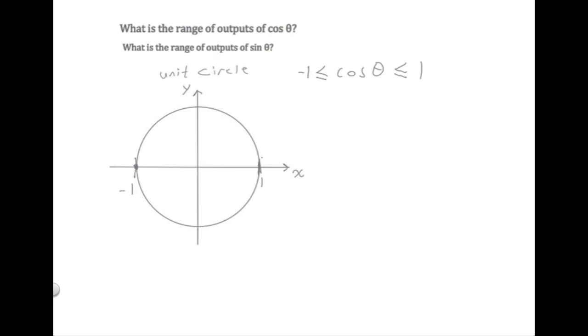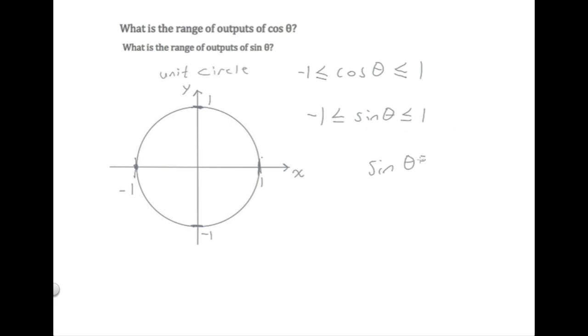A new question, please pause the video and try to answer this question. Remember the sine is the y-coordinate. The least y-coordinate on the unit circle is the y-coordinate here, which is -1. And the greatest y-coordinate is the y-coordinate here, which is 1. So the range of the sine is between -1 and 1, the same as for cosine.